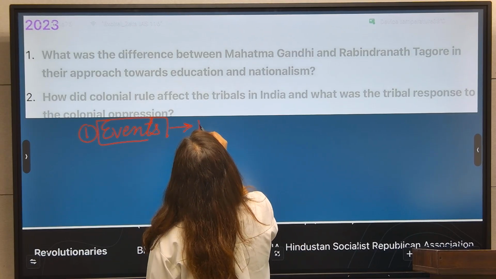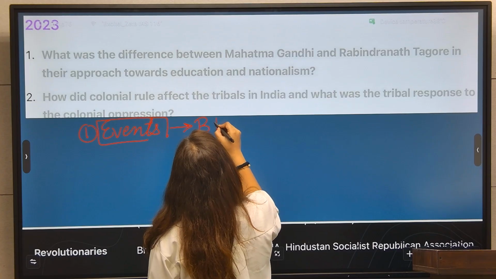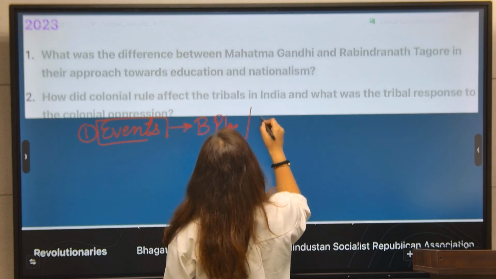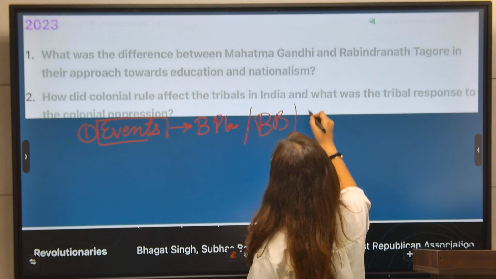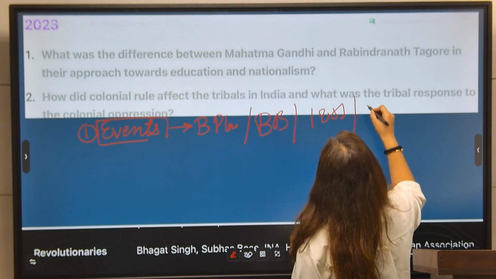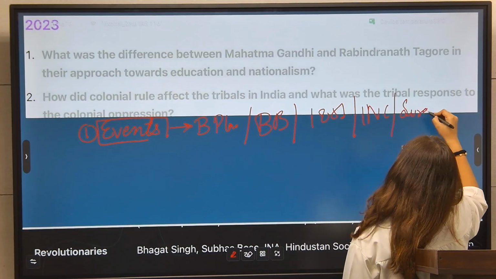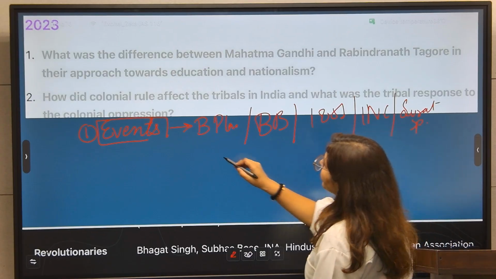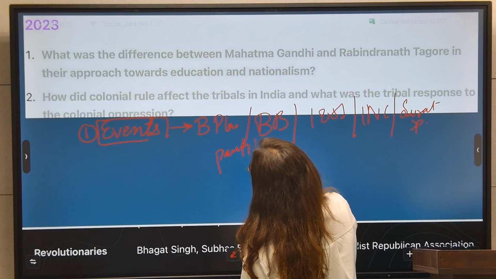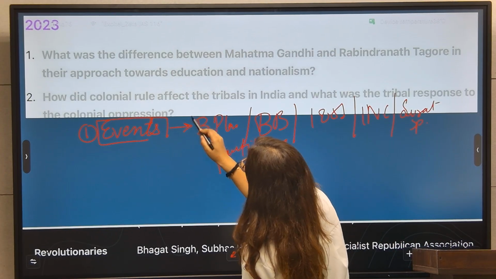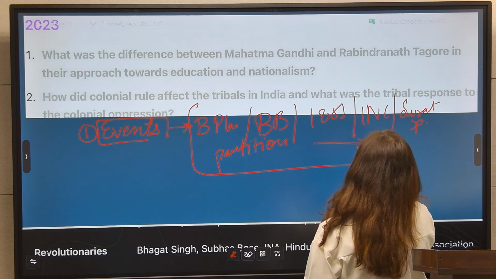So you have to cover through the Battle of Plassey, Battle of Buxar, 1857, formation of INC, then the Surat split, then partition. So these events, you have to make notes on these events till today.